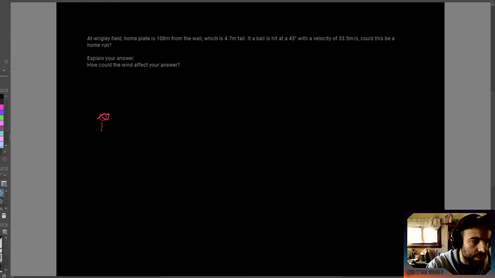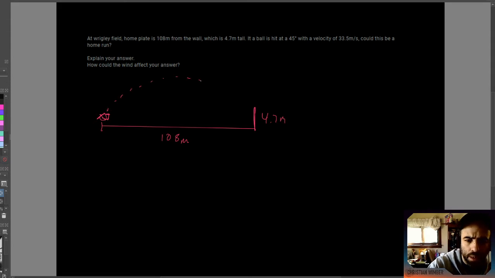And we know that home plate, let's just make a straight line. That's why they have drawing tools, right? You know that home plate is 108 meters from the wall, which is 4.7 meters high. We're going to go ahead and hit a ball, and the question we have is, does it make it over the wall? We know that its initial velocity is 33.5 meters per second at a 45-degree angle.